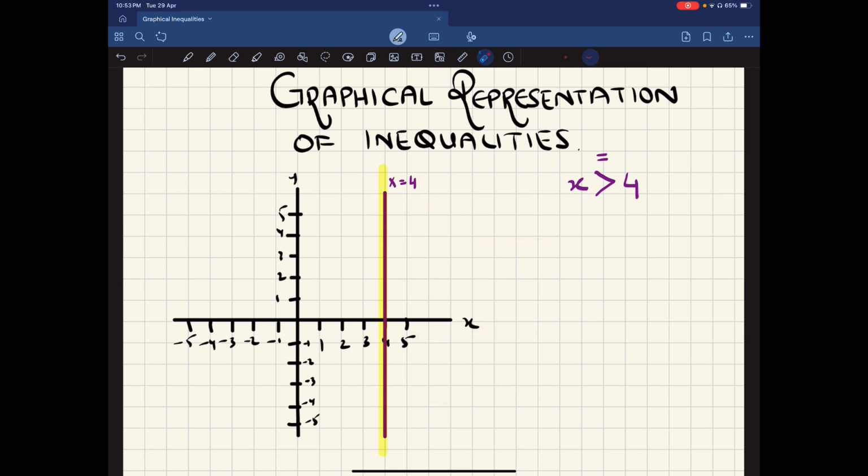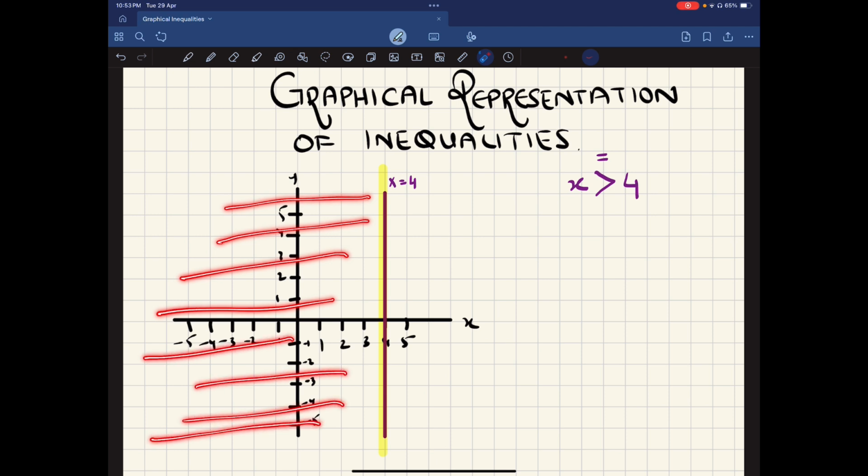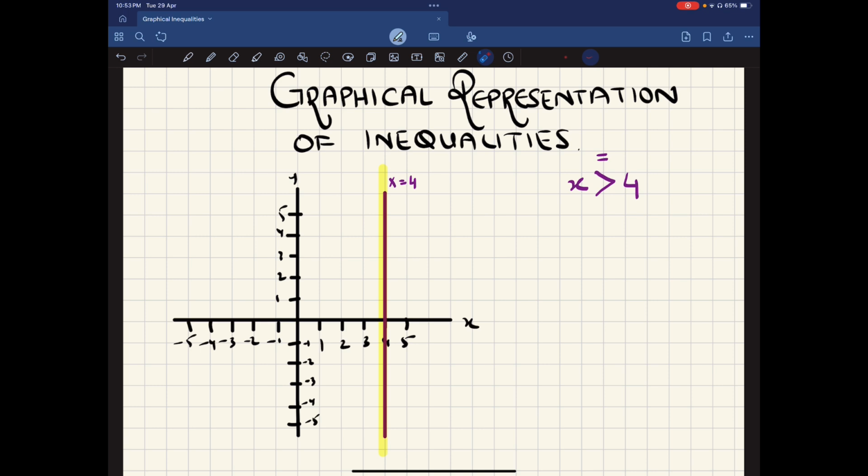What about the area to the left? The area to the left of the line x equals 4 is basically the unwanted region. Okay? So as a tip, I'm going to tell you that until and unless it has been specified clearly in the question, you are always going to shade the unwanted region. Okay, always do that.